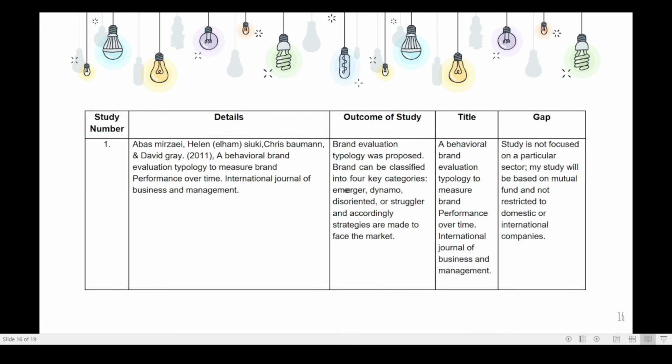This is APA, where the name of the writer is given first, then the year is given, then the name of the study is given, basic outcomes are given, the title is given over there, then also the gap. This is very important in a literature review.